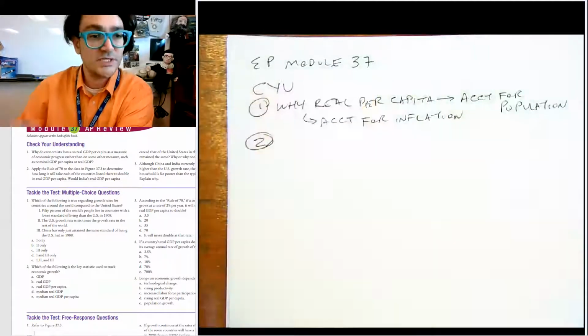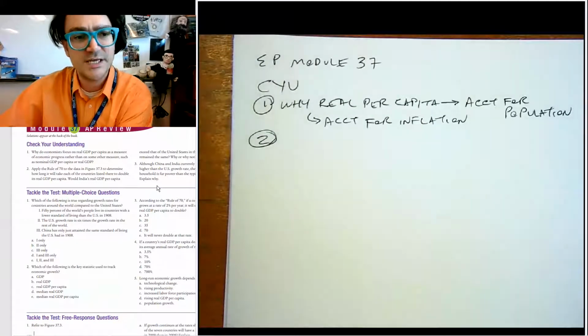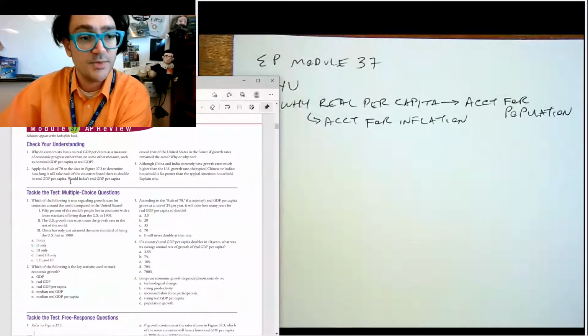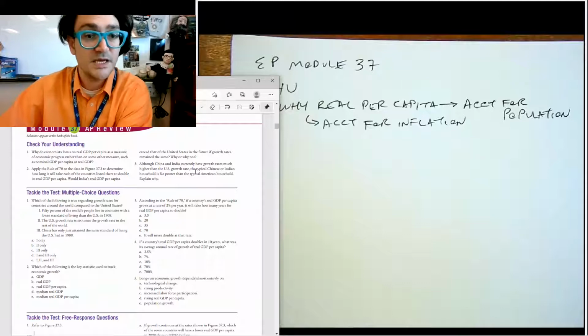So question 2 says, apply the rule of 70 to the data in figure 37.3 to determine how long it will take each of the countries there to double its real GDP per capita. Would India's real GDP per capita exceed that of the United States in the future if growth rates remain the same? Why or why not?